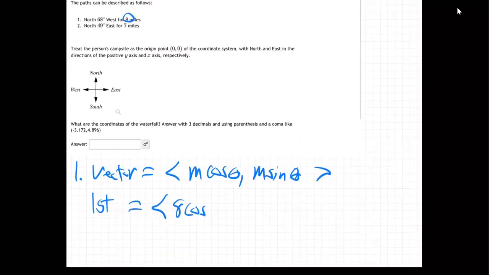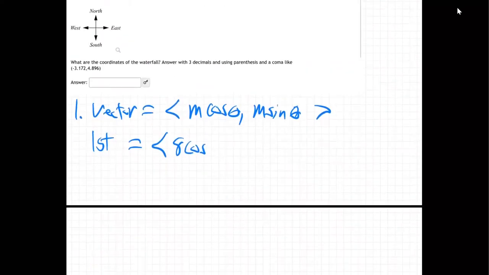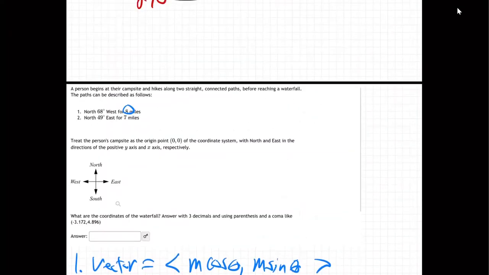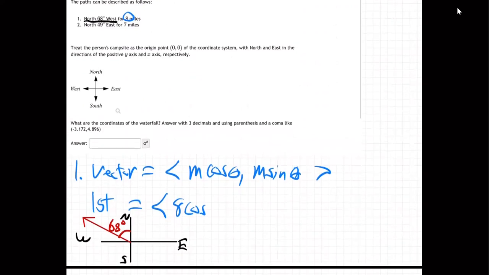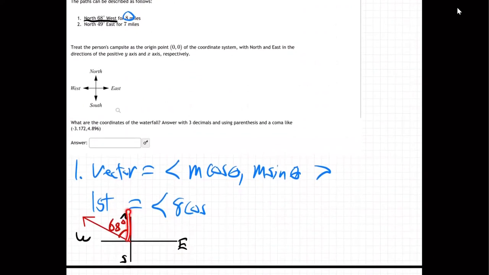This is where you got to be cautious and careful. You got to get the actual angle. So what's the first vector doing? I'm going to draw it carefully here. Remember, we have north, south, east, and west, and it says it's north 68 west. So that means it was north, but 68 to the west. So it would be about right there, right? And this is 68. That's what they're saying. North 68 west. So to the north, but 68 to the west. Okay. So now, here's the trick with these angles.